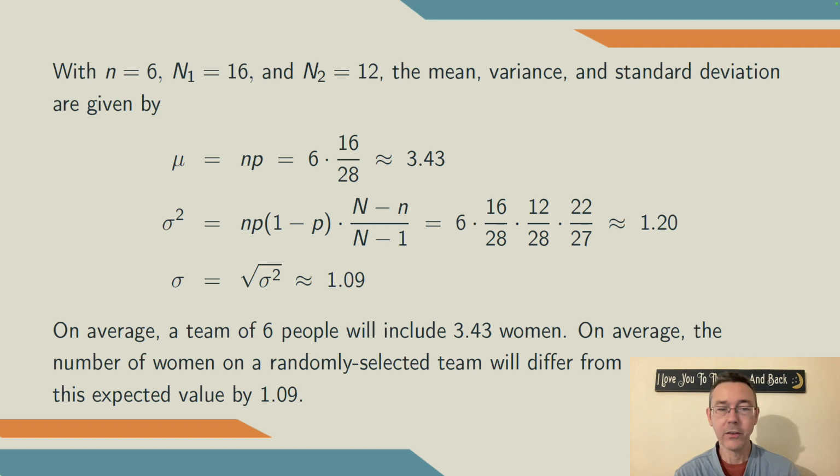On average, on a team with 6 people, you'll get 3.43 women, and on average, the number of women on a randomly chosen team will differ from that expected value by 1.09.